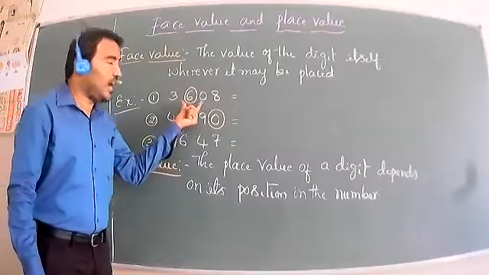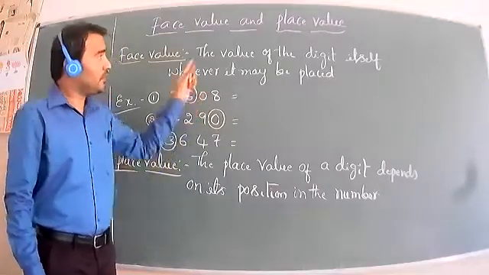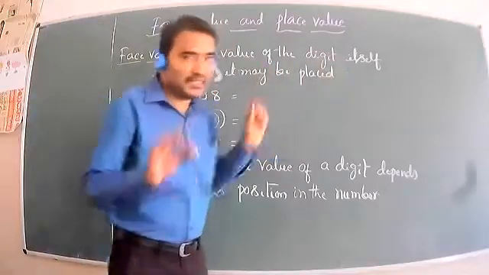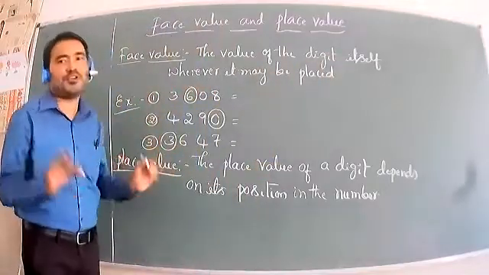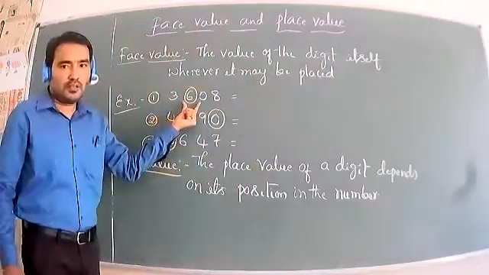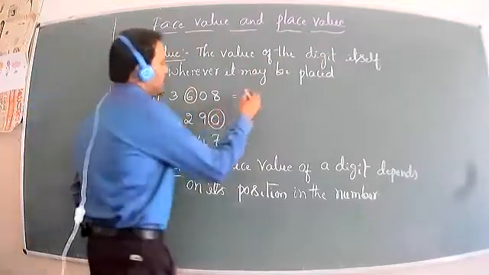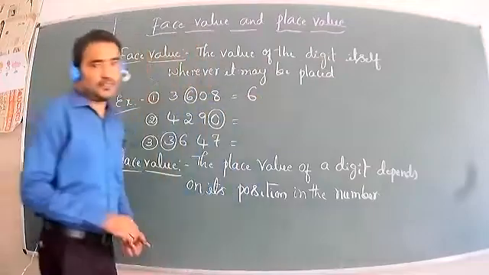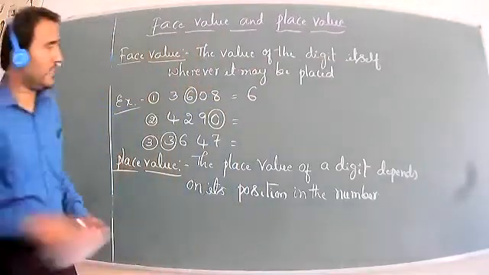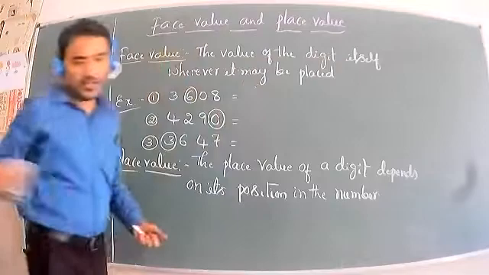It is in the hundreds place, you know that. The value of the digit itself is called face value. So what is the value of this number? 6. The value of 6 is 6. The face value of 6 is 6. That is the answer.